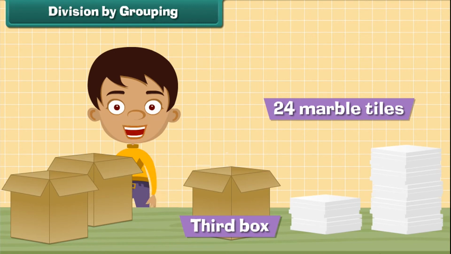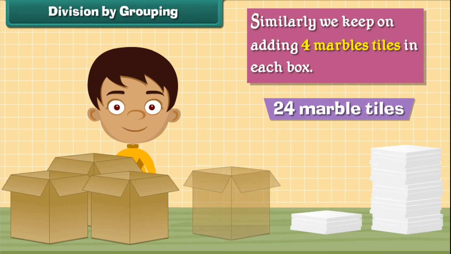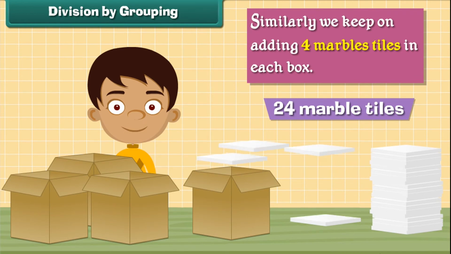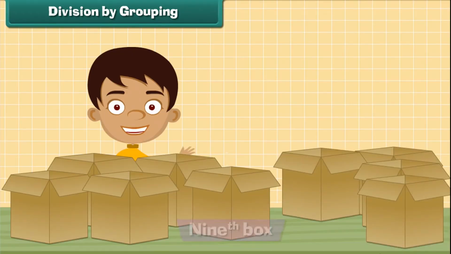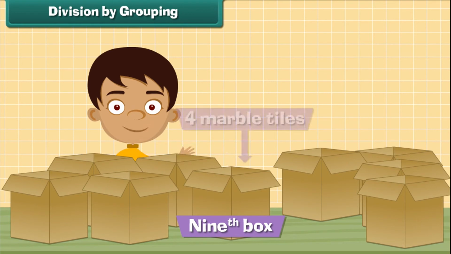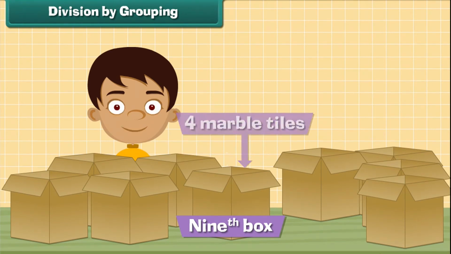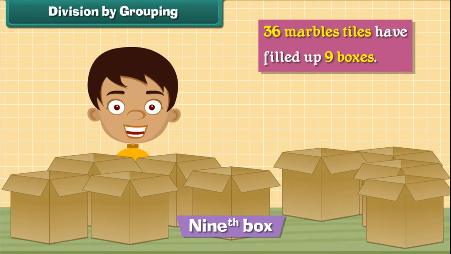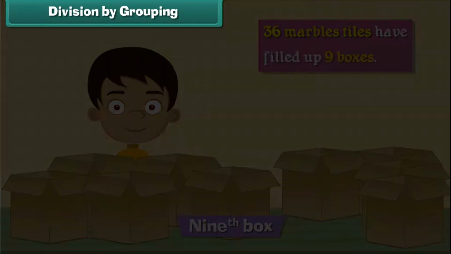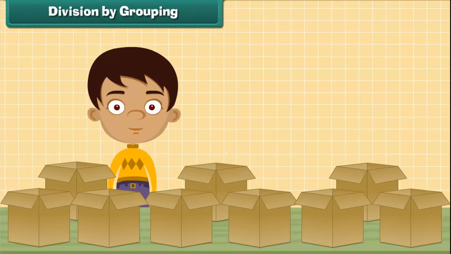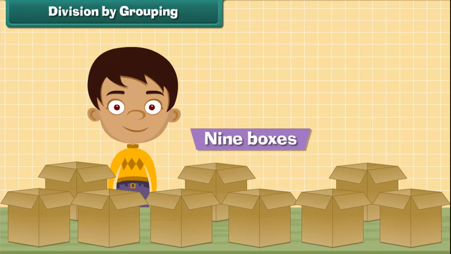Now 24 marble tiles are left. Similarly, we keep on adding 4 marble tiles in each box. So, at last we have the 9th box in which the last 4 marble tiles are kept. 36 marble tiles have filled up 9 boxes. 36 marble tiles put into equal groups of 4 need 9 boxes.